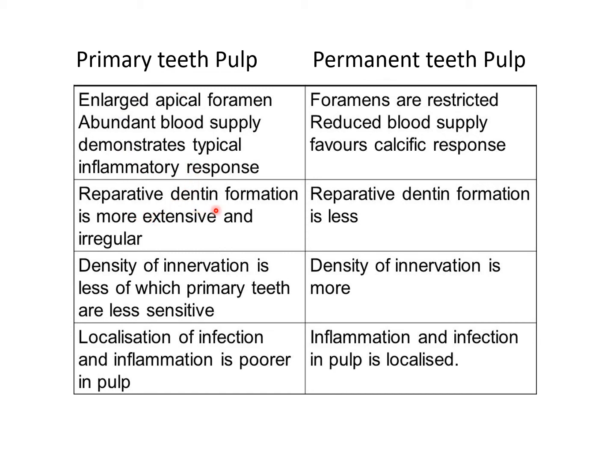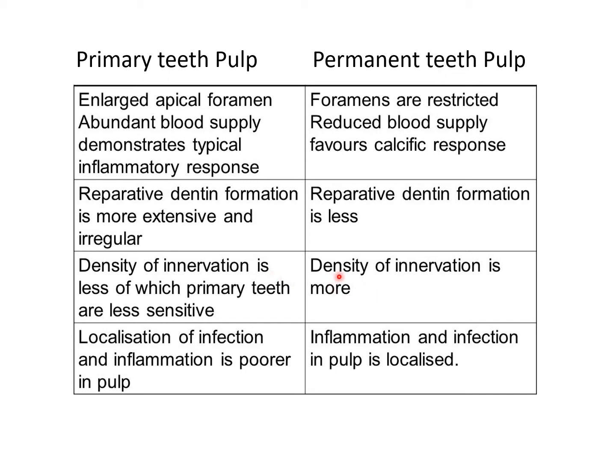Second, the reparative dentine formation is more extensive and irregular as compared to the permanent, where reparative dentine formation is less. The dentine innervation is less in primary teeth and it is more in permanent teeth, and this is the reason why when you're doing cavity preparation in a primary tooth, the child may not complain of sensitivity until you reach the pulp, and suddenly you find the child complains of pain and you're already touching the pulp.